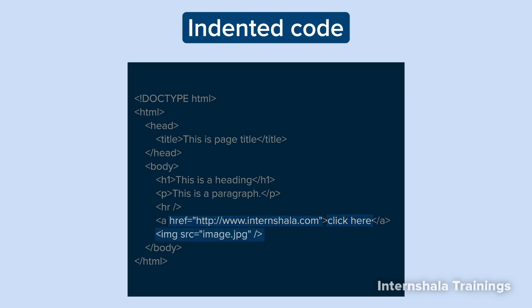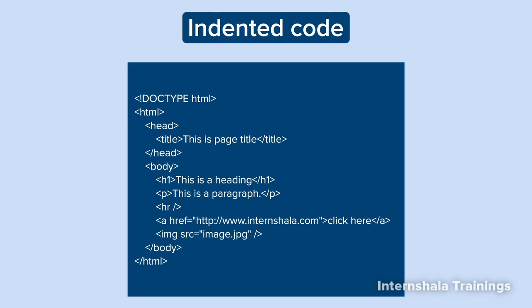And lastly, we have an image tag which is used to add an image to our web page. The src or source attribute defines the path from where the image will be fetched. It is also a self-closing tag. We will look at this tag in detail in the next topic. So that was all about the various HTML tags, elements, and attributes that are present in our HTML code.